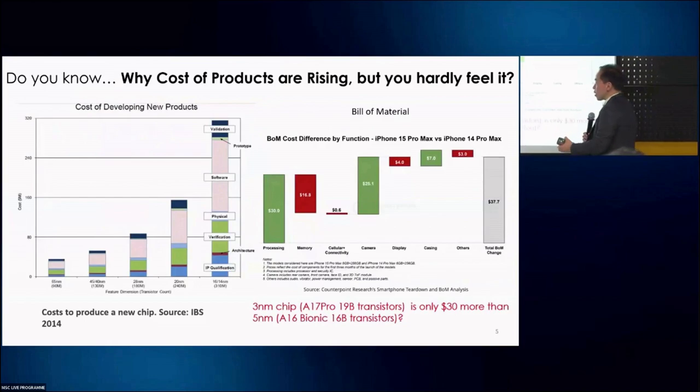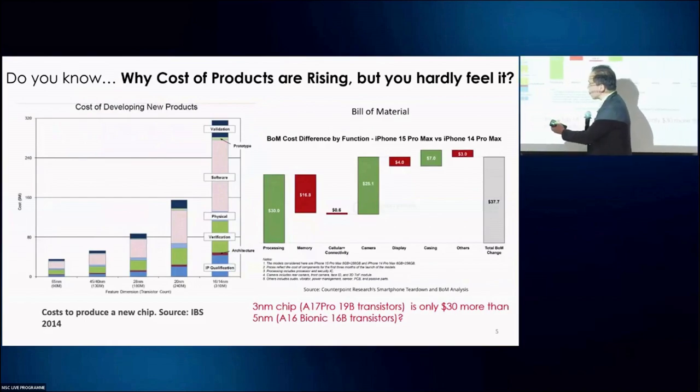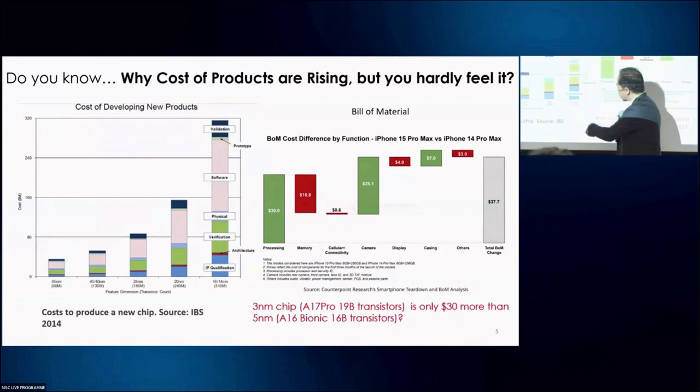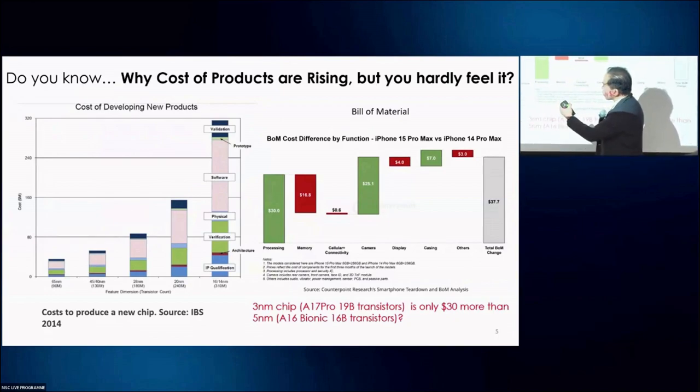And another interesting thing is the cost to produce a new chip. Right, this is 65 nanometer down to 14 and 16, and today you look at the cost of making a chip, from designing it, developing software for it, validating it. It almost doubles every generation.